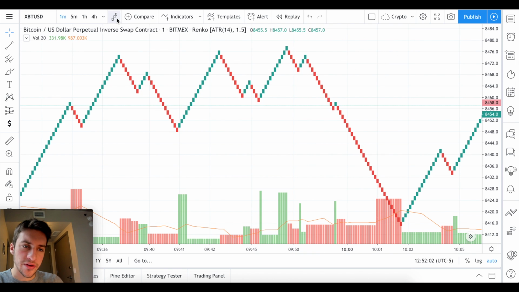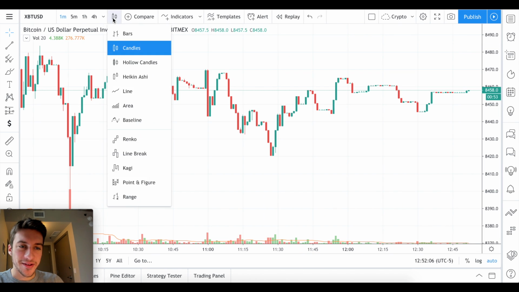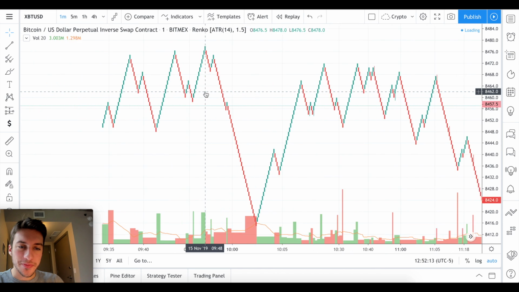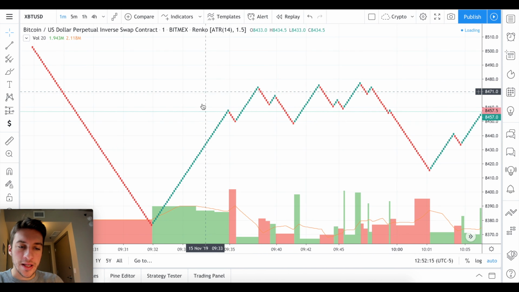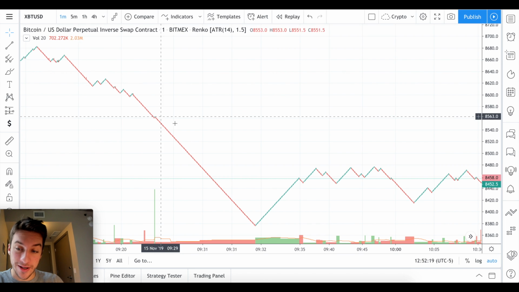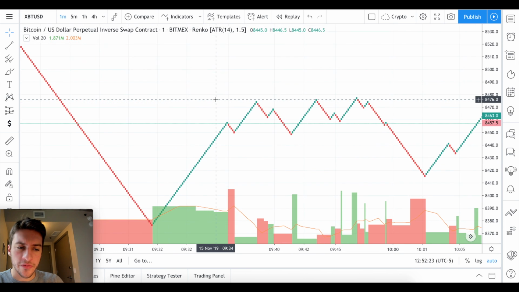where if I go to a candlestick chart, okay, prepare your eyes. Yeah, it looks very, very different. Okay, I'm going back to my safe space here in Renko. So what we see here is, wow, look at that down move. That's every 1.5 dollars move of XBT USD.